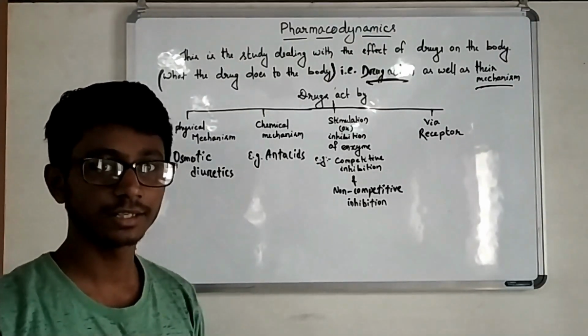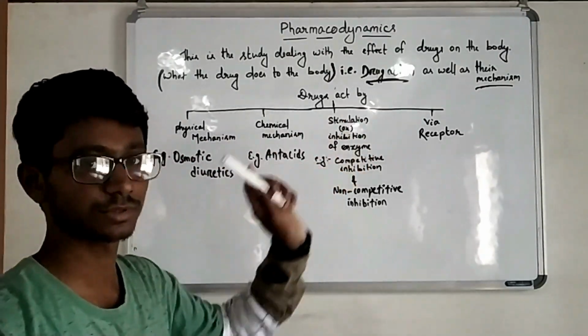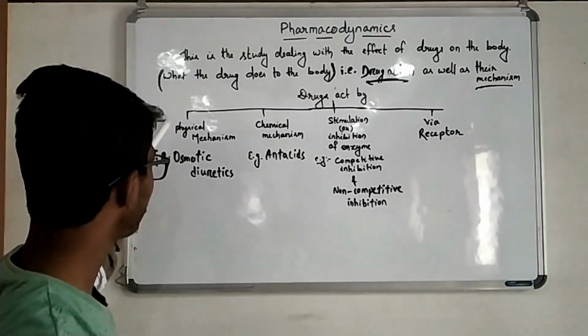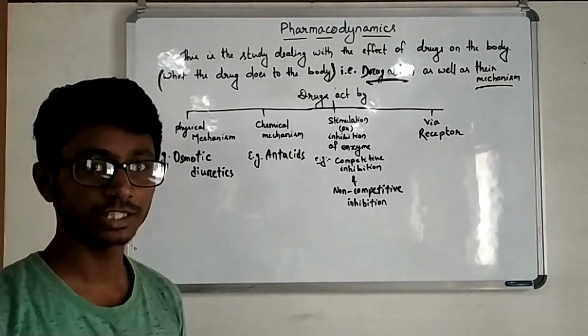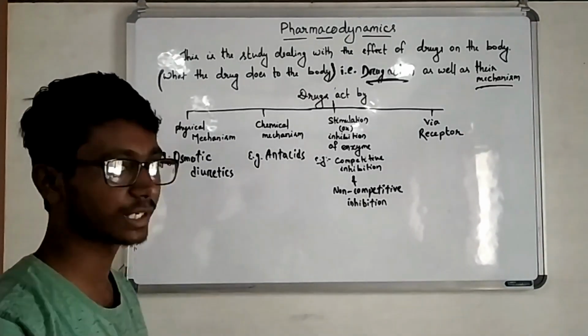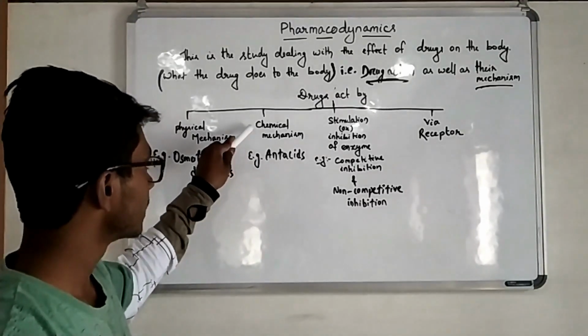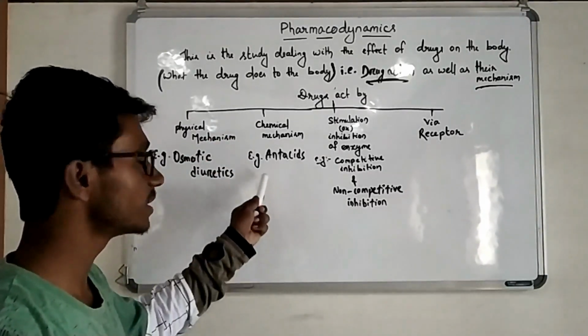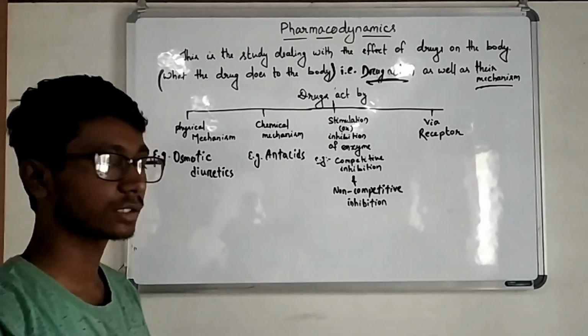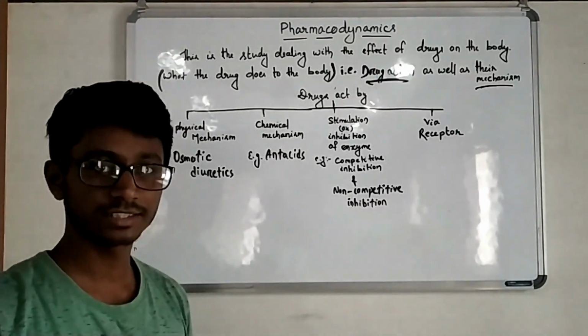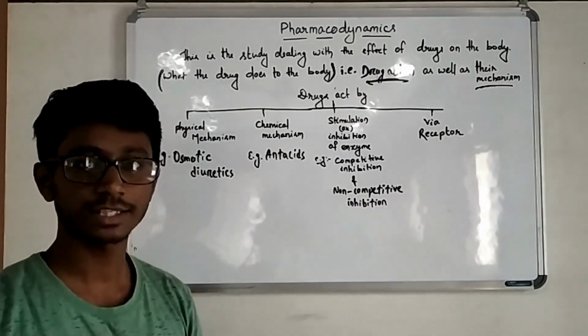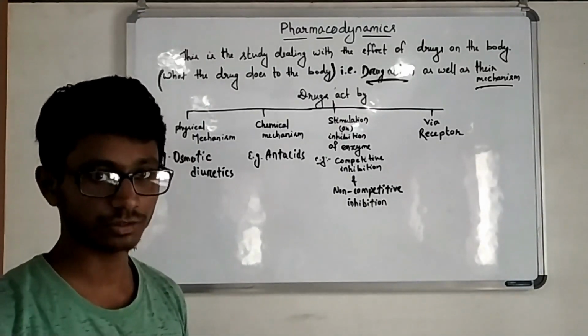So drugs generally act by these mechanisms. So first one is our physical mechanism. Physical mechanism is shown by, for example, our osmotic diuretics. And the second one is chemical mechanism. This is shown by, for example, our antacids. We take antacids orally. So it neutralizes the chemical and thus our action is shown.